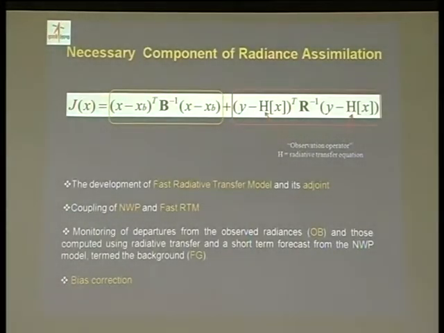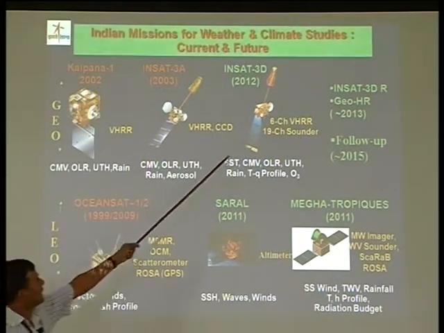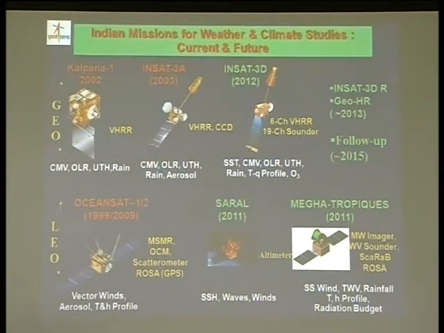So I will not go much into detail of these radiance assimilation. I will directly come to my talk, that is the data availability from Indian satellite systems, geostationary as well as low Earth orbiting satellites. So currently we have in geostationary orbit Kalpana, INSAT-3D providing the data, and then in near future, like next year, we have planned to launch the INSAT-3D in orbit, which will have a sounder, which is very similar to American satellite GOES.